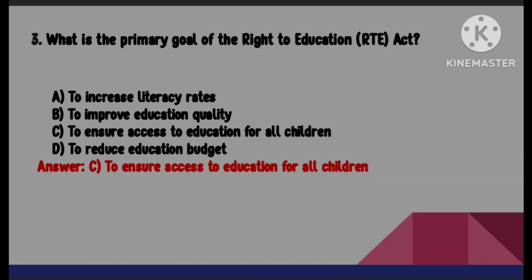And the next question is, what is the primary goal of the Right to Education Act? Option A, to increase literacy rates. Option B, to improve the education quality. Option C, to ensure the access to education for all children. Option D, to reduce education budget. And the right answer is option C, to ensure the access to education for all children.